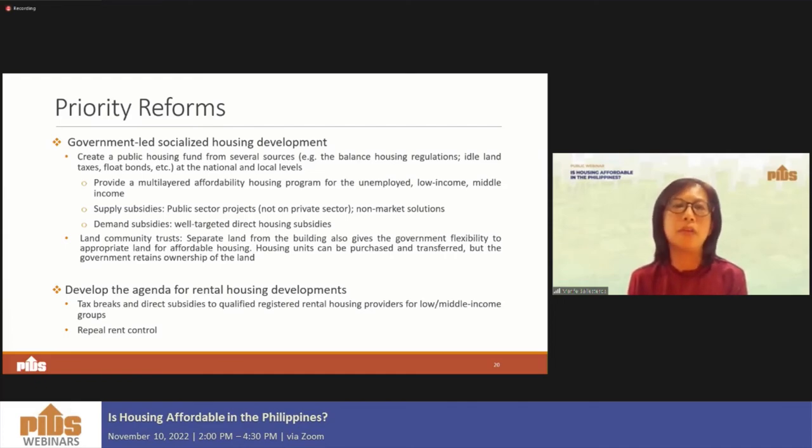Then there could be other ways of incentivizing rental housing development by the private sector, especially since public rental housing, we have tried that in the past, but because of problems in terms of management, the housing stock has deteriorated. Next, please.